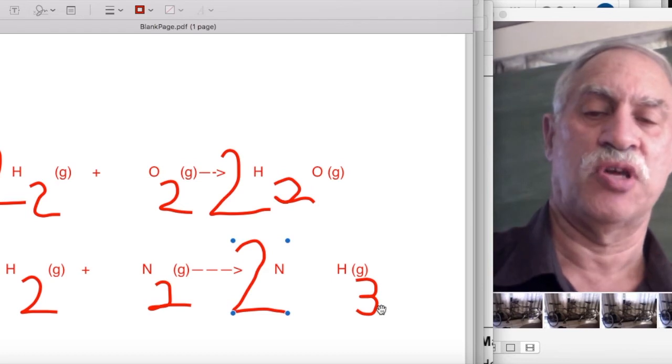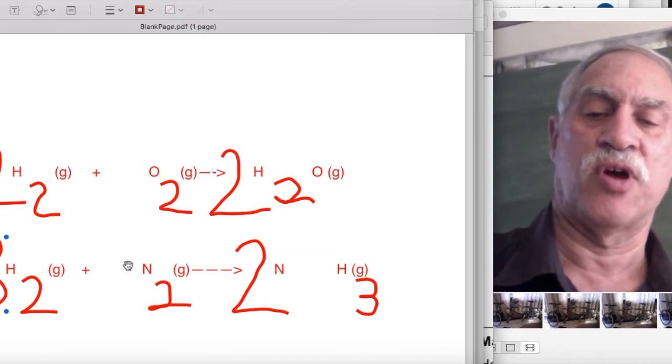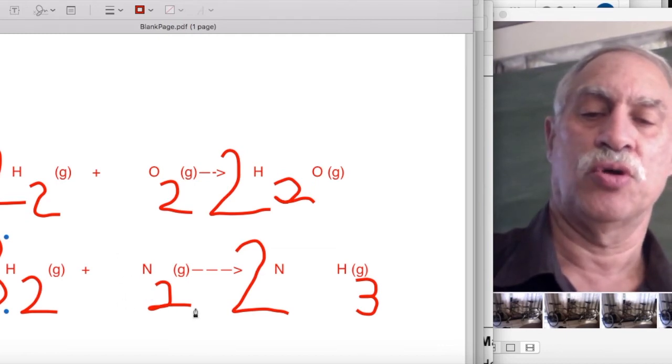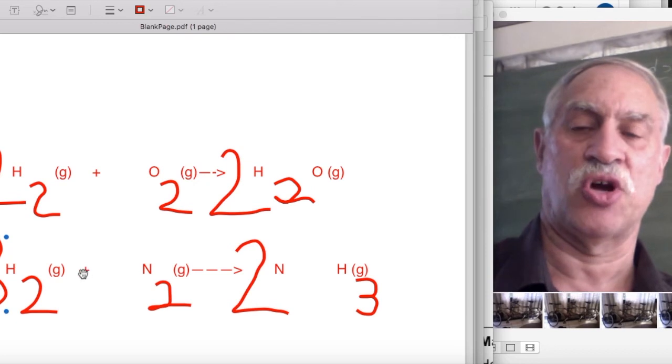So how are we going to get this to 6 hydrogens? 2 times 3 is 6 hydrogens. Well, why don't we put a 3 in front here? 3H2 plus 1. We don't write the 1. N2 goes to form 2NH3. So there we can see both equations are now balanced.